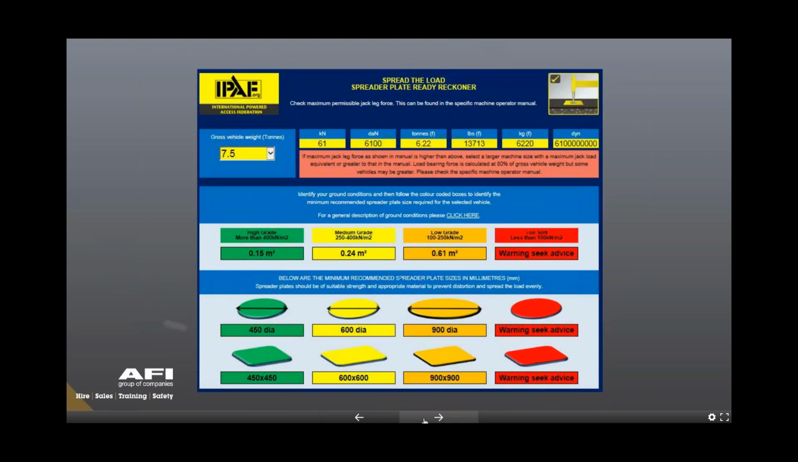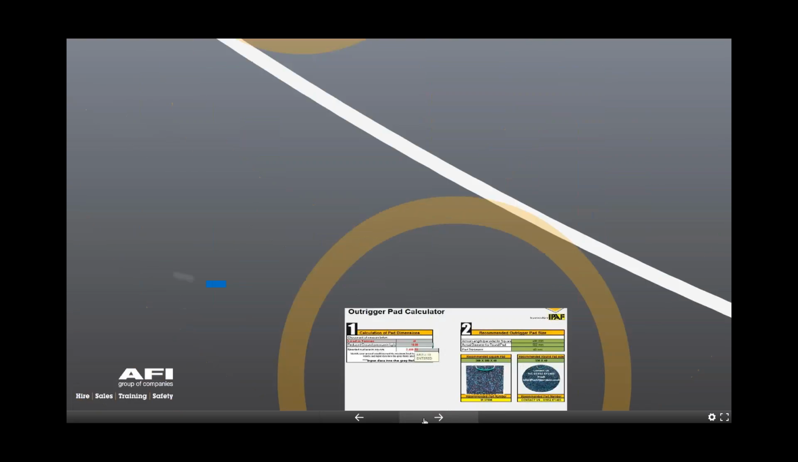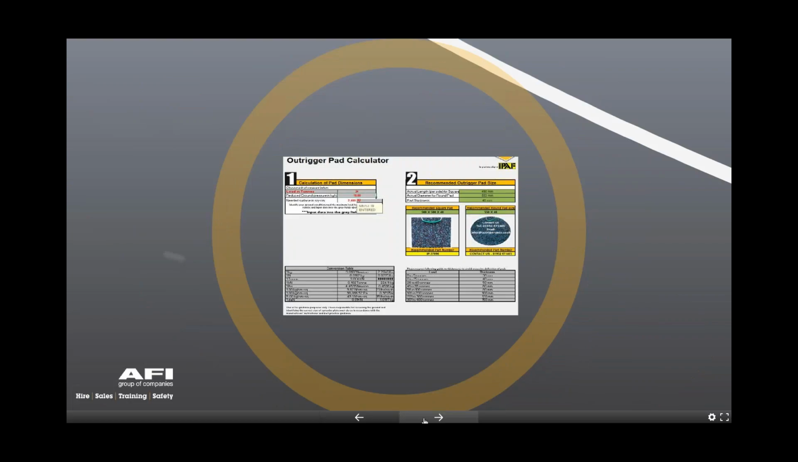You basically select the drop-down box on the left-hand side, whatever size machine you are: 3.5, 7.5, 12, 18, 26 and 32 tons. And then it will give you your weight and the size of your pad that you need, and obviously a big red thing saying, look, you can't go less than this, then you need to seek further advice.